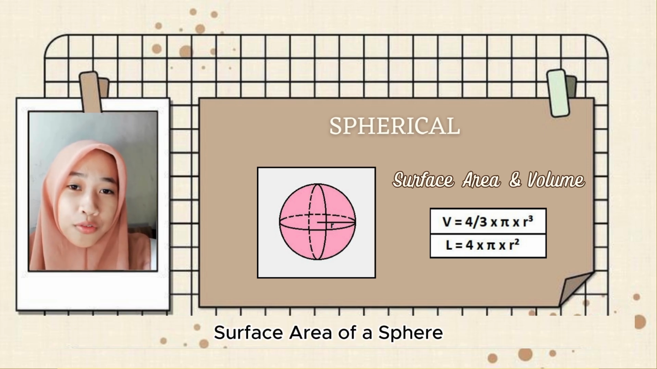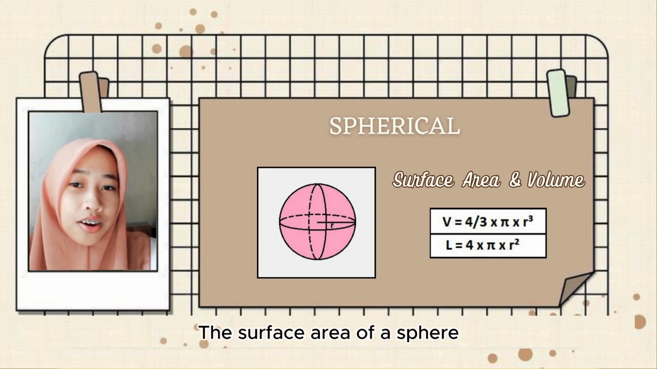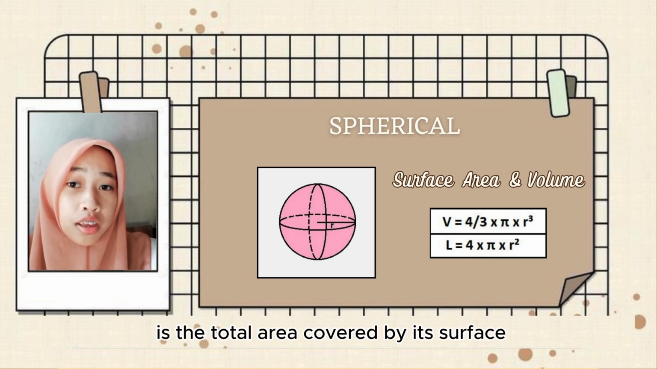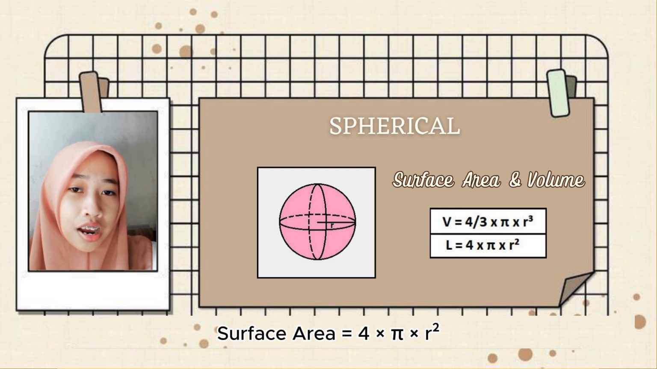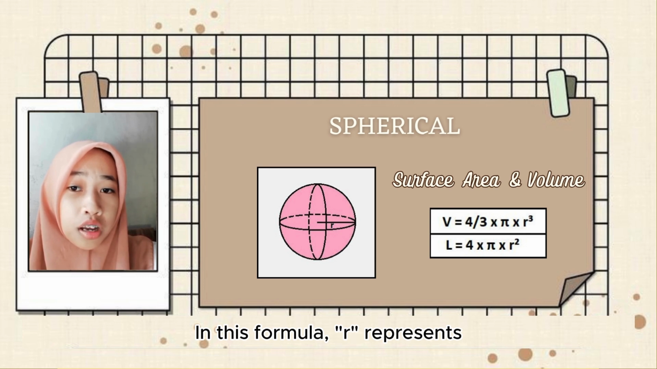Surface area of a sphere. The surface area of a sphere is the total area covered by its surface. It can be calculated using the formula surface area equals 4 times pi times R to the power of 2. In this formula, R represents the radius of the sphere.